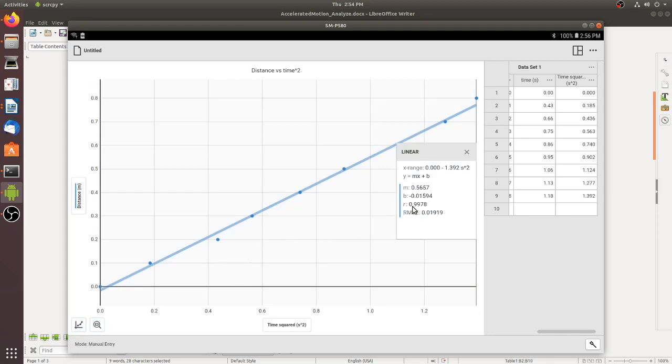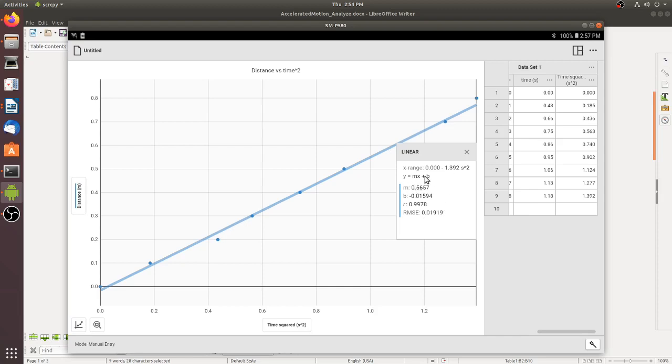So you see this R number, 0.9978. That means that this is a pretty good fit. These points fall very close to the straight line in a relative sense. This is called the root mean square error. We won't use that for anything.